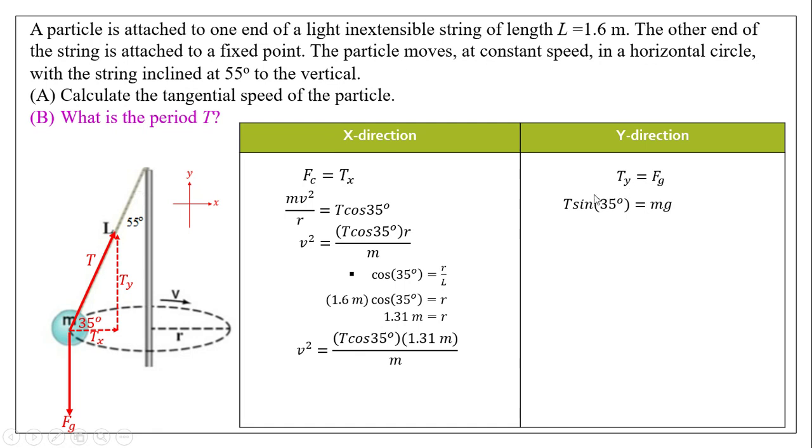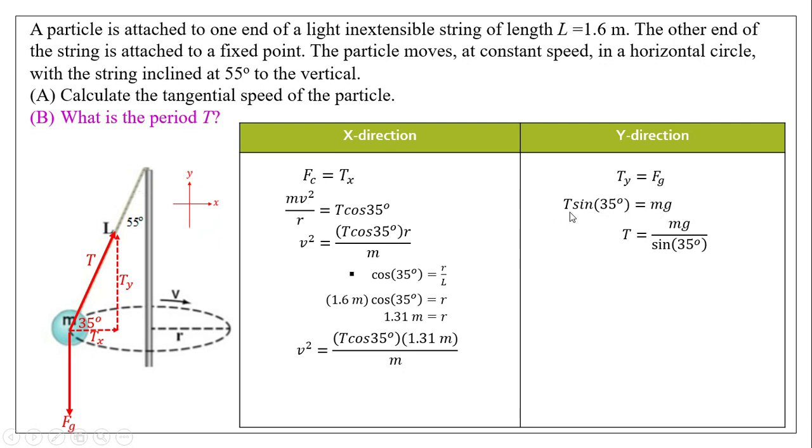Well, I can break Ty up into T sine of 35 degrees, and then Fg I can break up into mg. As you can solve for T here, I do want to point out there's different ways to do this. You have two unknowns, right? You have T and m. Once you get to the statement that I'm circling here, you have T and you have m, because you already know what g is. g is 9.8. So at this point, it's up to you if you want to solve for T or solve for m.